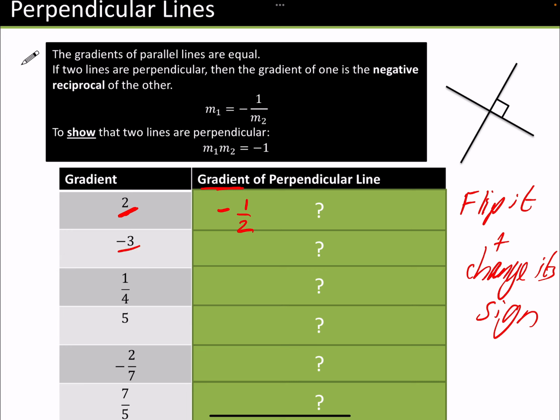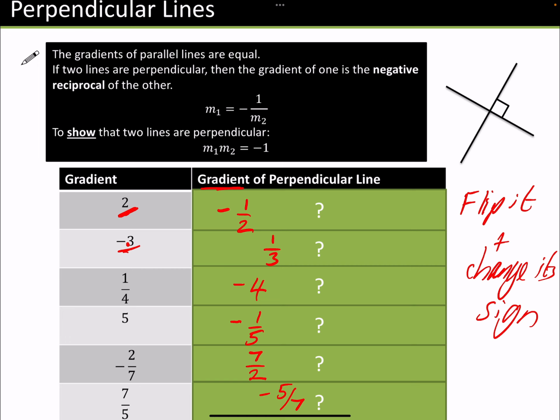Then we'll do minus 3. If we flip it, we get a third. And then if we change the sign, it becomes plus a third. A quarter, if we flip it, we get 4. And if we change the sign, we get minus 4. 5 becomes minus 1 over 5. Minus 2 over 7 becomes 7 over 2. And 7 over 5 becomes minus 5 over 7, okay?